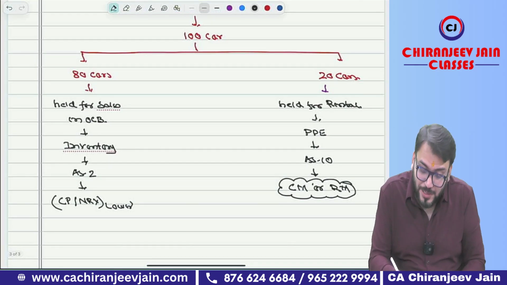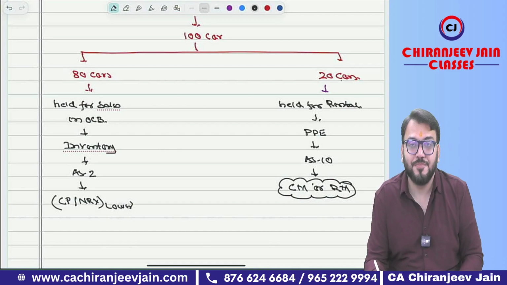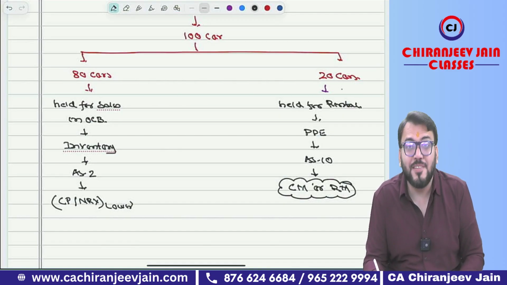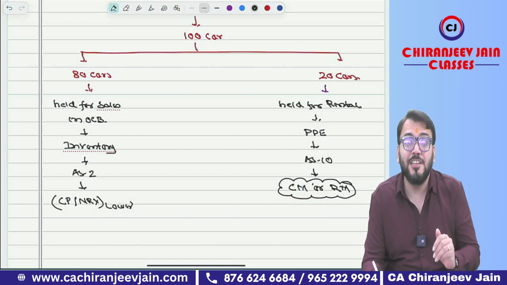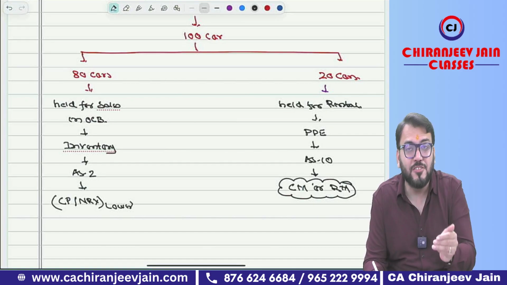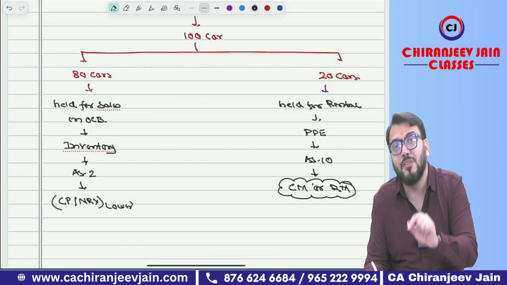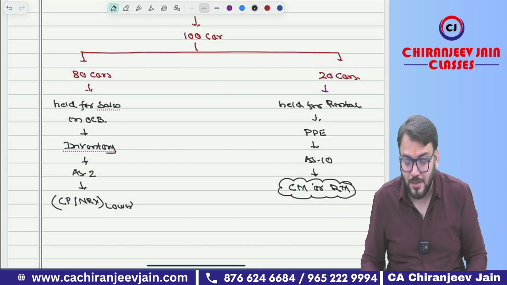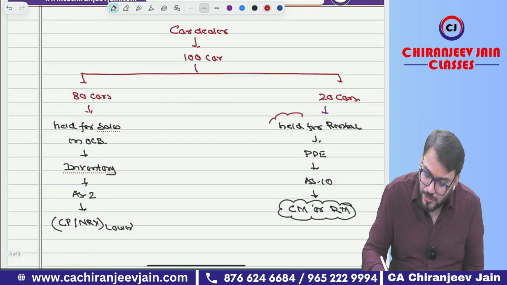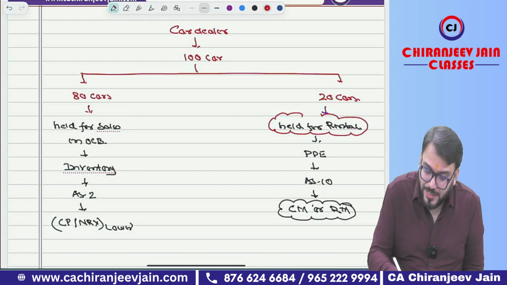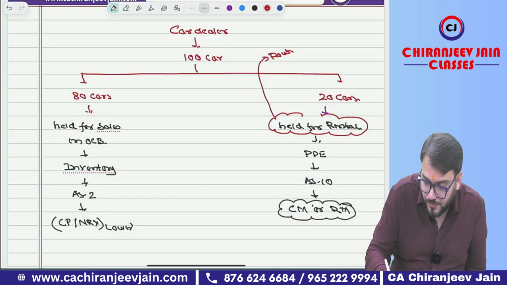Correct. So even though he is a car dealer, any car which is given on rent to others will be PP, property, plant and equipment. If you are a dealer of plant and machinery, but plant and machinery is given on rent to others, then the plant and machinery given on rental will be classified as what? PP. And normally, because he is a car dealer, it may be a routine type of business.